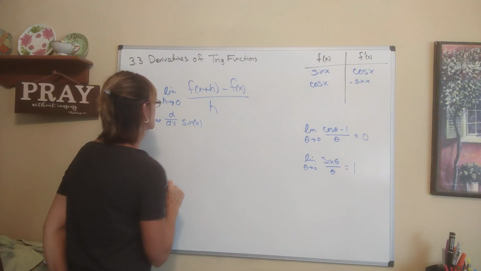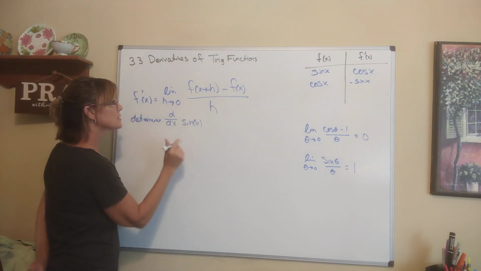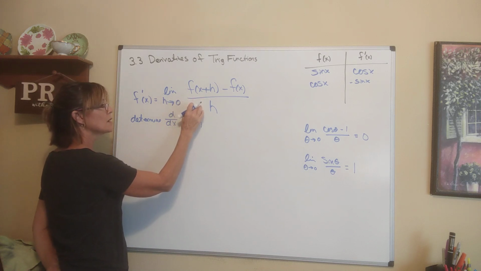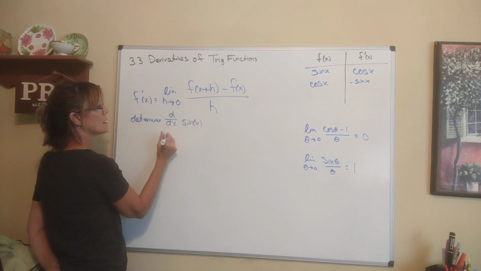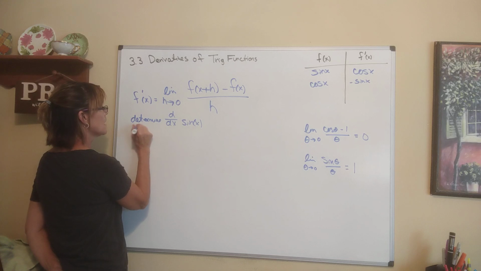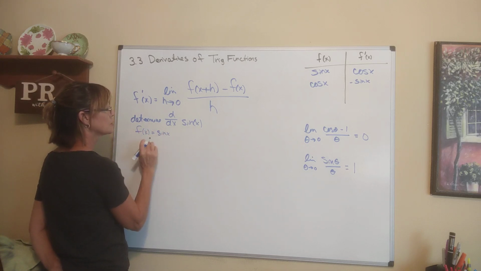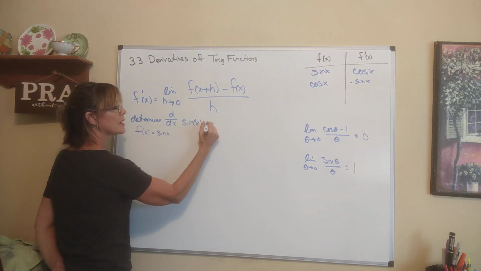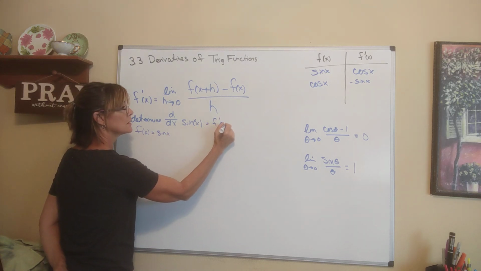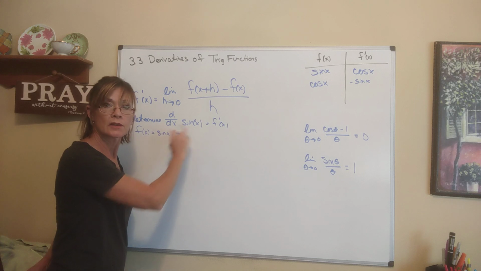All right, let's go by the definition. So first we'll take f of x, which is sine x in this case. Just so we're clear, f of x is sine x. And what we're trying to find is f prime of x, which is the derivative of the sine of x. That's what we're trying to do.